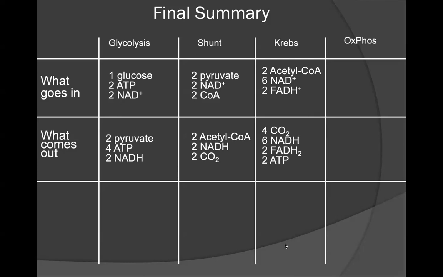And finally, we have oxidative phosphorylation, where we're going to be taking all of those electron carriers, 10 NADH, 2 FADH2. We're also going to be using some oxygen. We're going to be making water molecules from that are carrying those low energy electrons, and we're going to be generating a lot of ATP in this step.